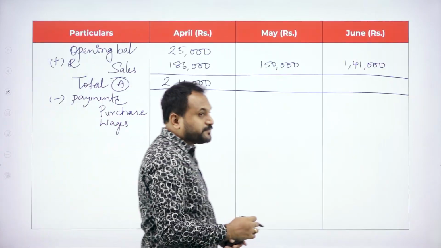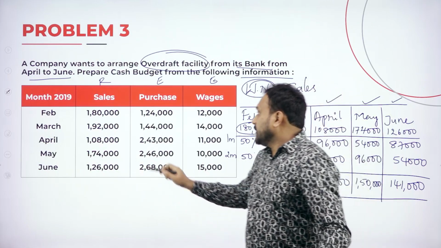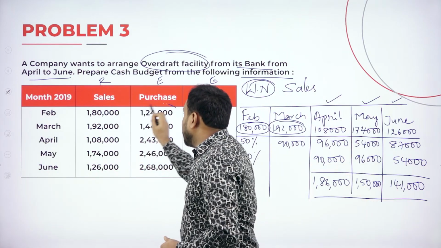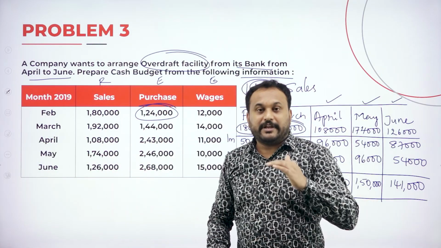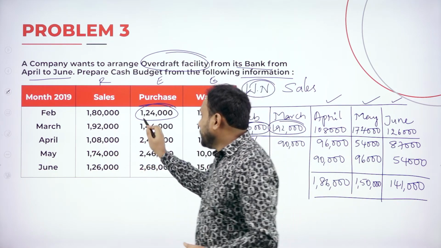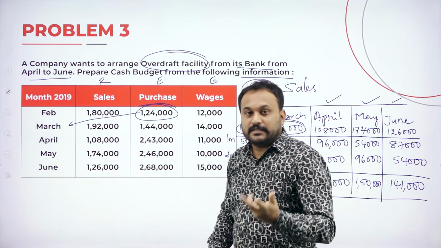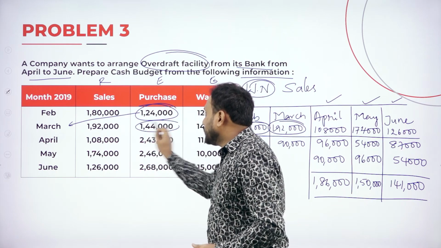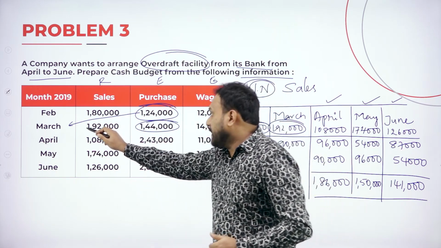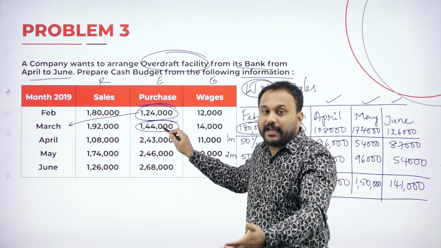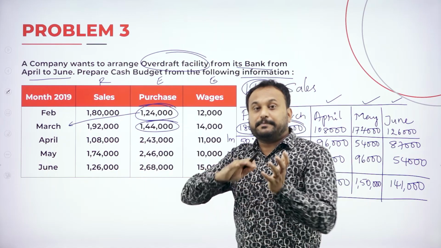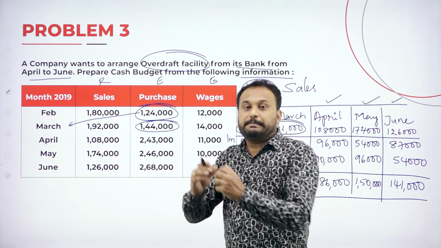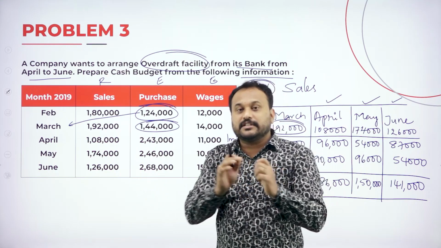Let's go with the purchase. Now, February 1,24,000 is there. When am I supposed to pay? I need to pay in the month of March. Same way, 1,44,000 is in the month of March, but when am I supposed to pay? It's not about when the purchase has happened. It is when you will pay them. Only that should be registered in the cash budget.